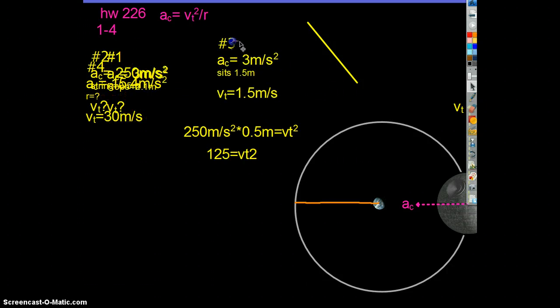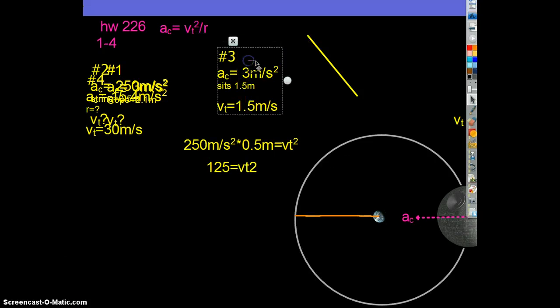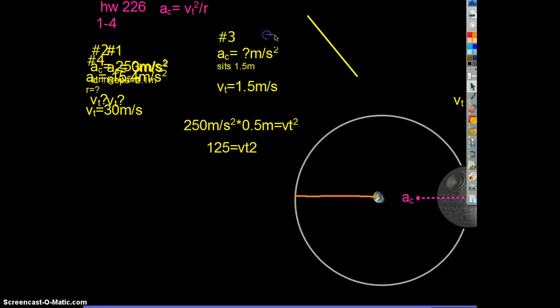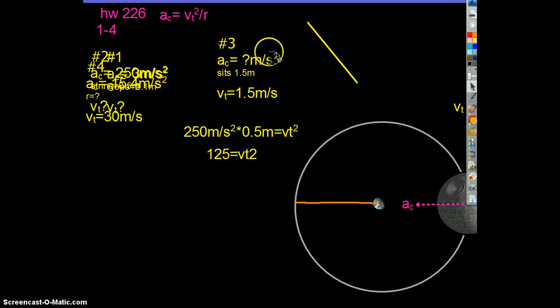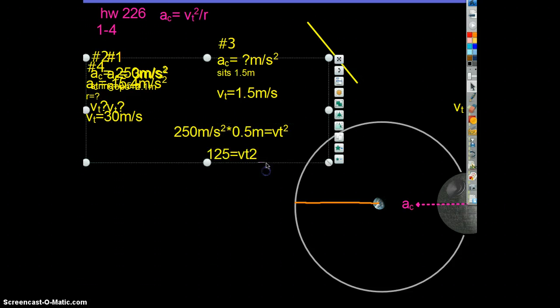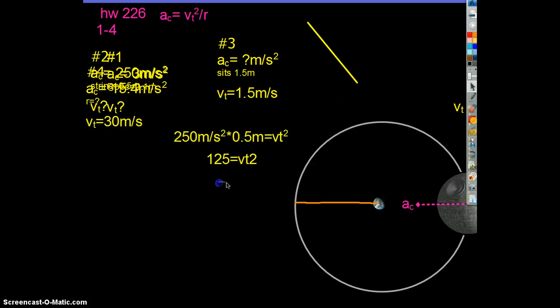Number 3. Here, I've apparently labeled too many things. In number 3, a dog sits 1.5 meters from the center of a merry-go-round. The merry-go-round has a tangential speed of 1.5 meters per second. The centripetal acceleration is our unknown. My apologies. The centripetal acceleration is our unknown, so now we need to solve for that this time instead. So this work that I have sitting down here is totally invalid. That's not what I want. This stuff's totally worthless.